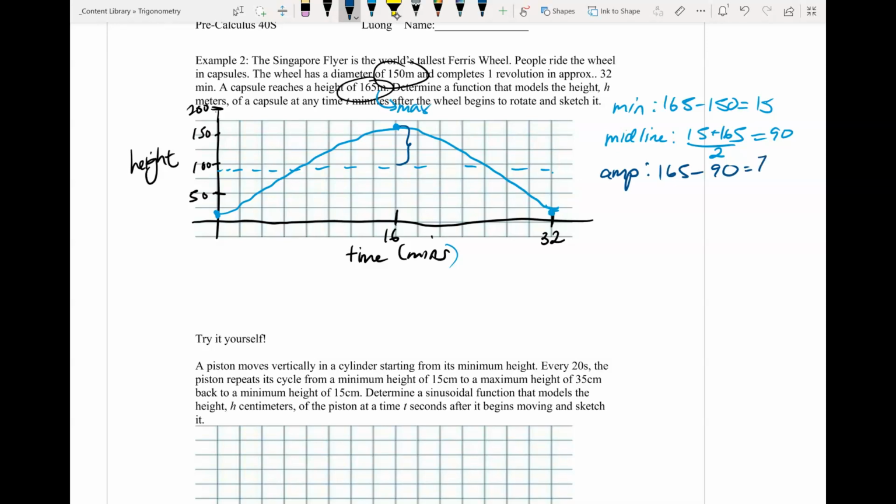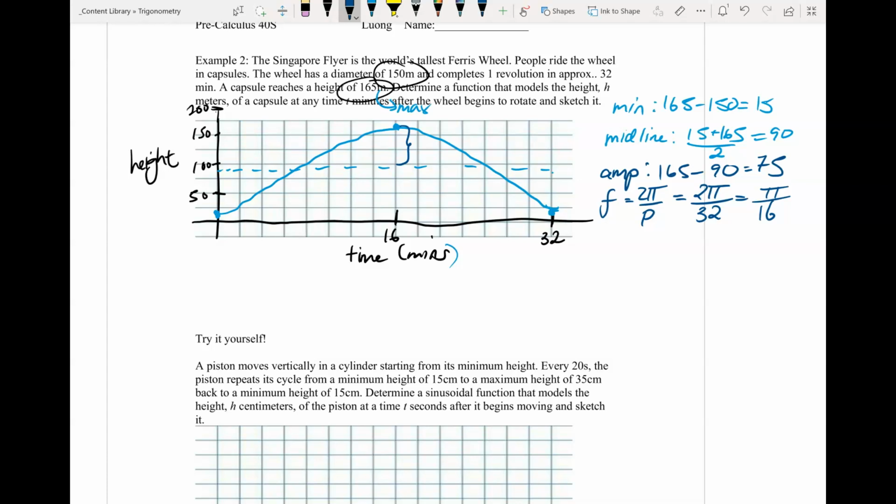And that's 75. So that's our amplitude. Our midline also tells us how high we are translating up, so we're going up by 90. And then now we have to figure out our frequency, which is 2 pi over the period. And our period is 32. And then simplifying this would be pi over 16 as our frequency.